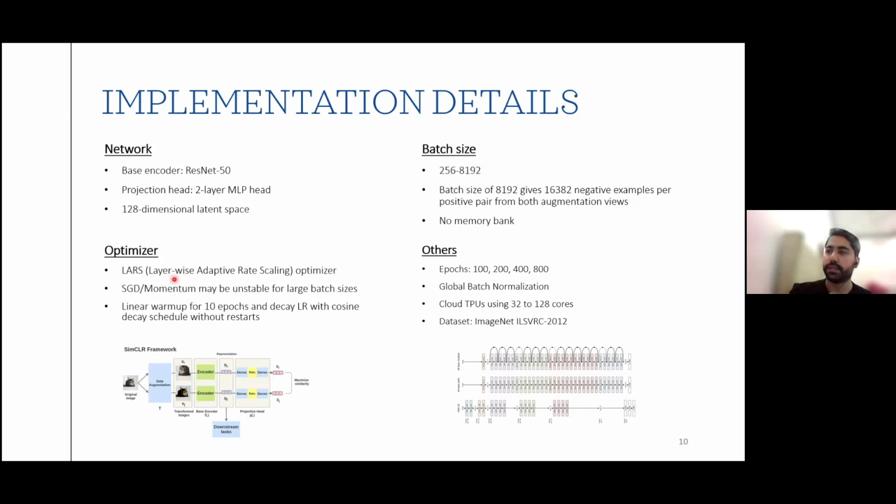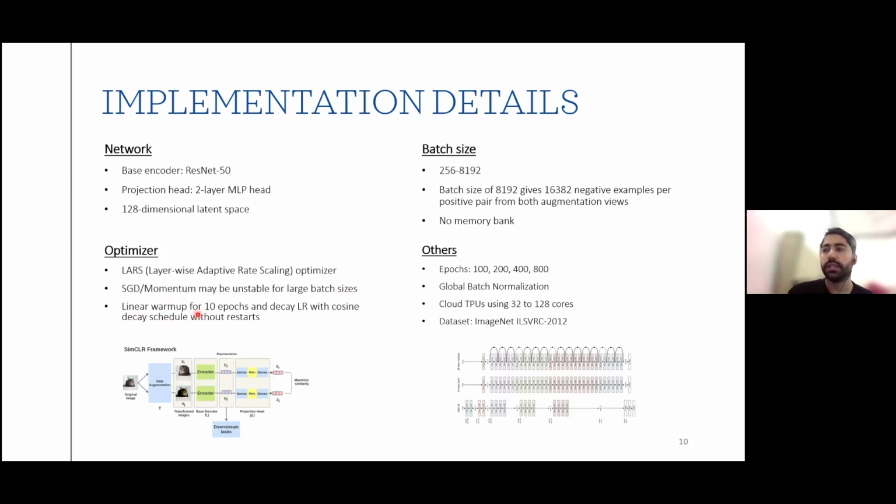And the optimizer they used was LARS, layer-wise adaptive rate scaling. This optimizer is used when the batch size is way too high, and because of such huge batch sizes, the ratio of weight to gradient would be different for different layers. So with this optimizer, we have a different learning rate for different layers. So that's why normal momentum and SGD may not be stable for large batch sizes.